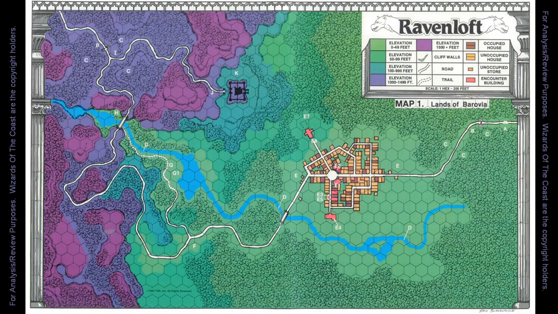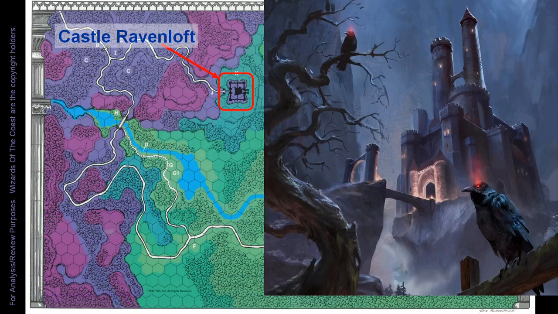The major locations of the module are as follows. The town of Barovia, including the tavern, the church, and the burgomaster's mansion. Due to depopulation, Barovia is practically a village now. The gypsy camp, and, of course, Castle Ravenloft, which sits perched 1,000 feet or 300 meters high above the ground and the valley of Barovia. The pillar of rock that the castle sits upon is known as the Pillar Stone of Ravenloft.